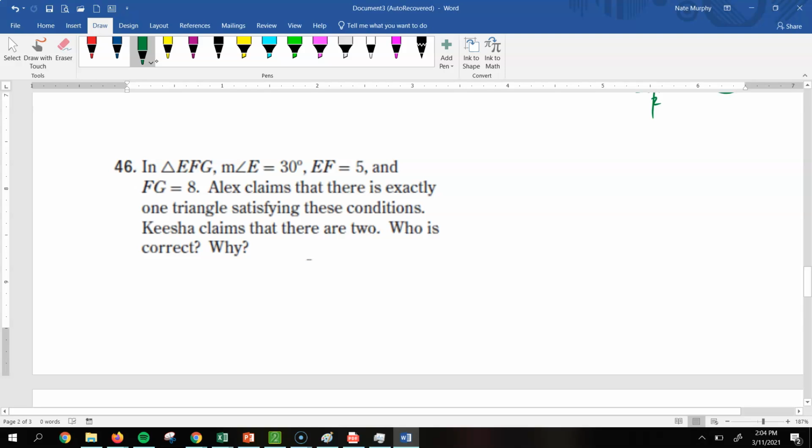All right, let's look at number 46. In 46, it says in triangle EFG, angle E is 30, EF is 5, and FG is 8. Alex claims there's exactly 1 triangle, and Keisha claims that there are 2. Who is correct and why?